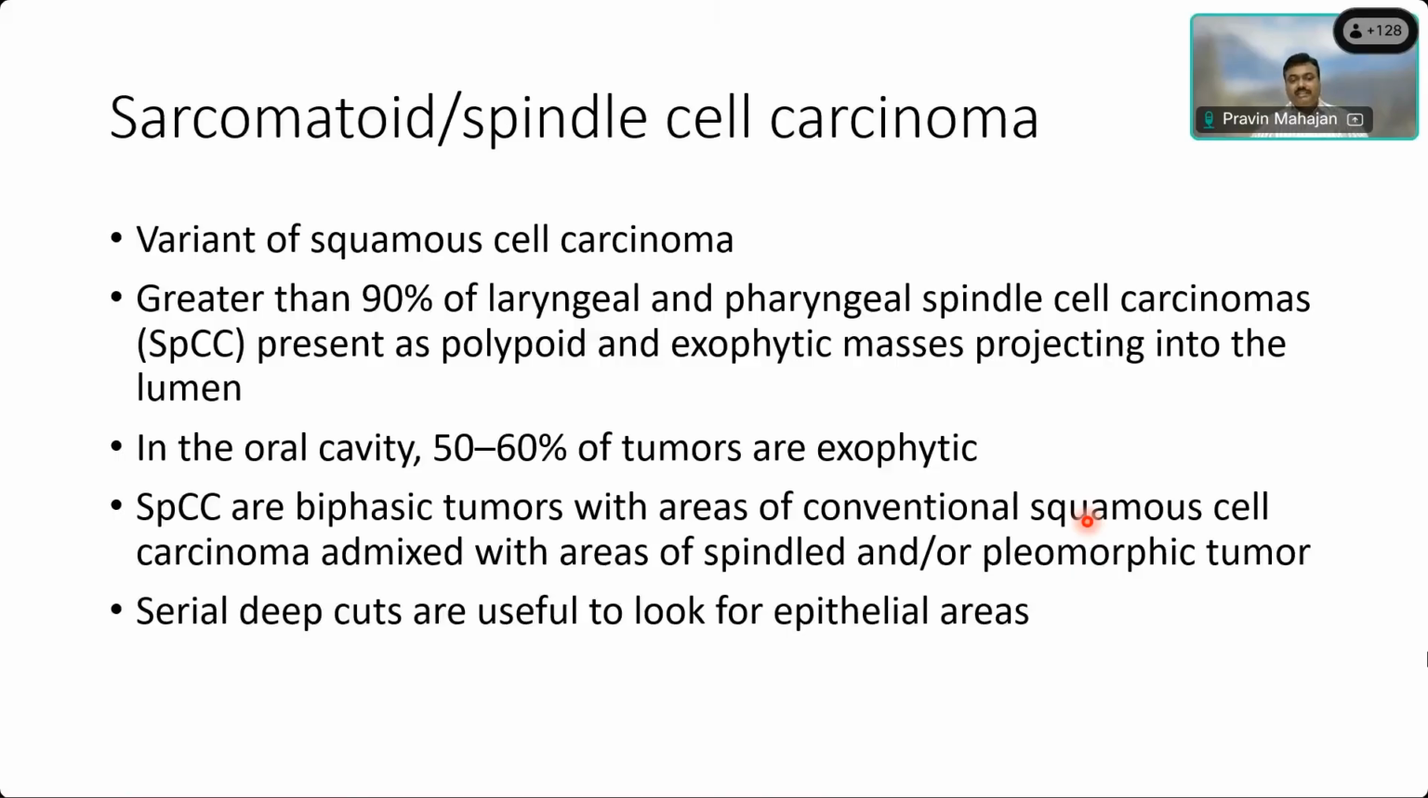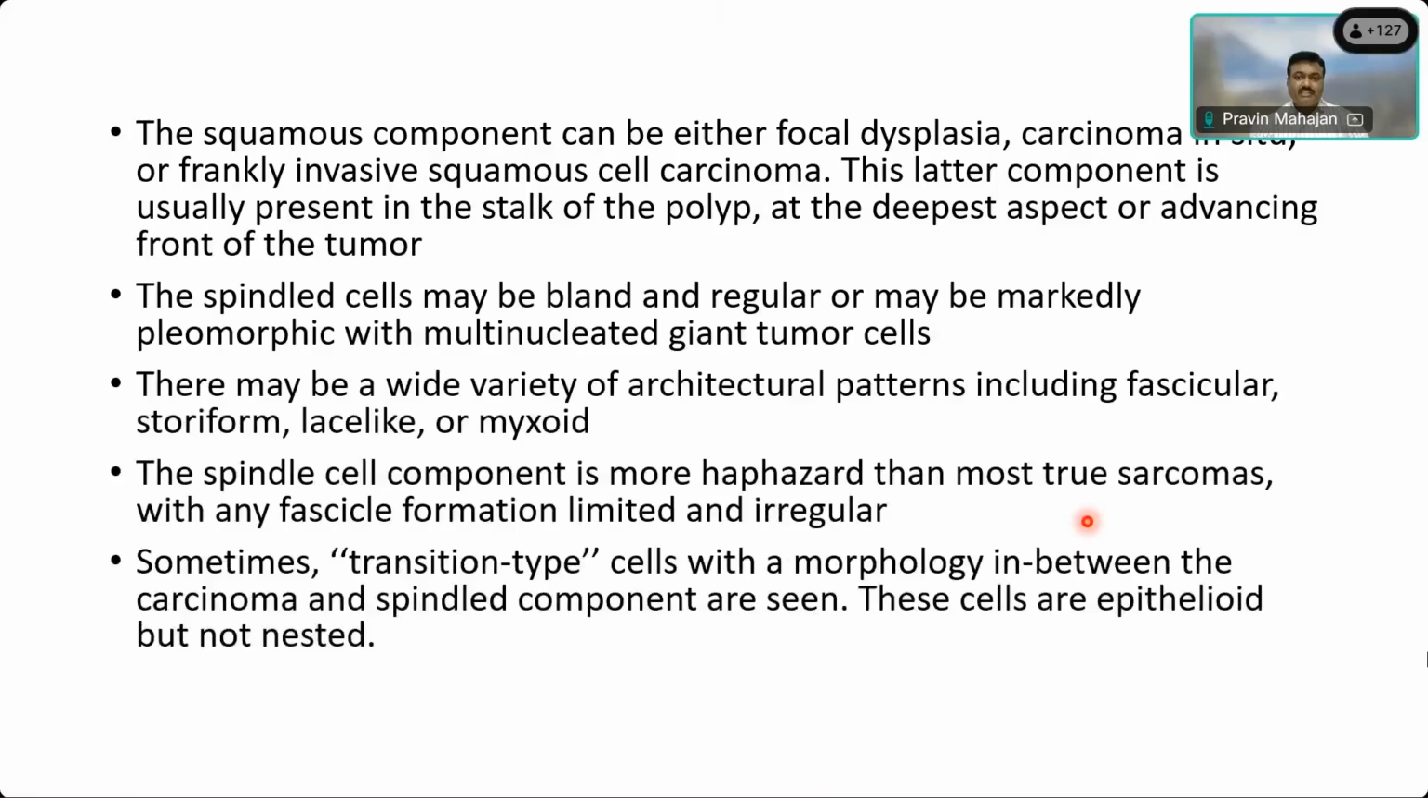In up to 60 to 70% of these tumors, according to the literature, if you see more sections, let's say you have an excision, or you do more serial deeper cuts, you will be able to see some conventional squamous cell carcinoma, or maybe a dysplasia in the overlying epithelium, or some areas showing epithelial differentiation or epithelioid morphology along with this spindle or pleomorphic tumor. If you see all this, you can put everything together and make this diagnosis with confidence. And as I said, you can do serial deeper cuts to look for these epithelial areas.